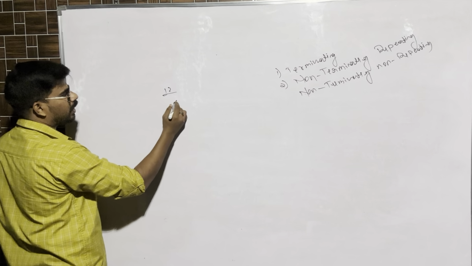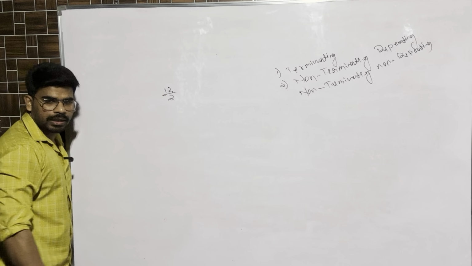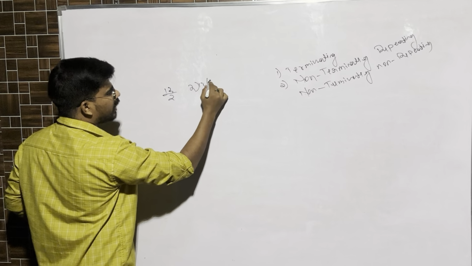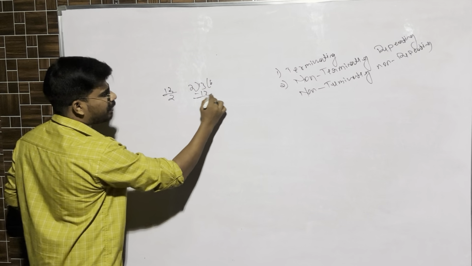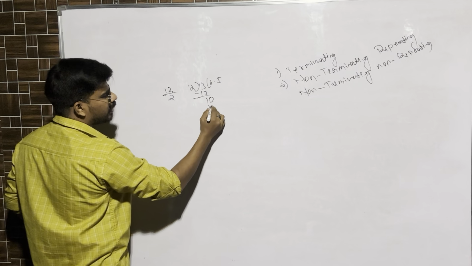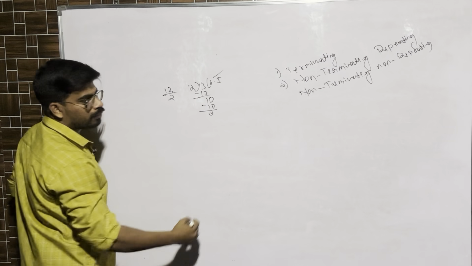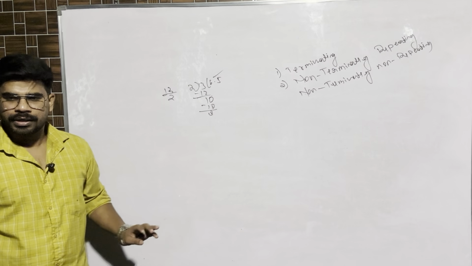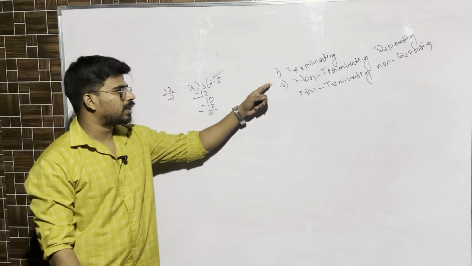For example, let us take the example of terminating. If I am dividing 13 by 2, 2 6s are 12. If I subtract, I will get 1.0. 2 5s are 10. So what is the type of decimal expansion here? Terminating. After 6.5, it got terminated.